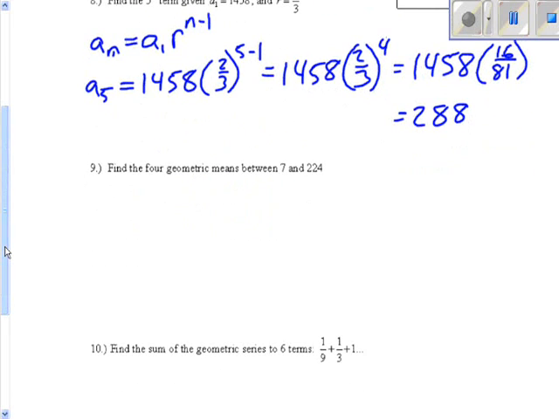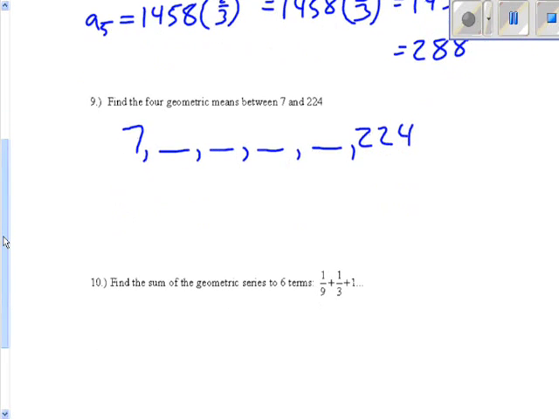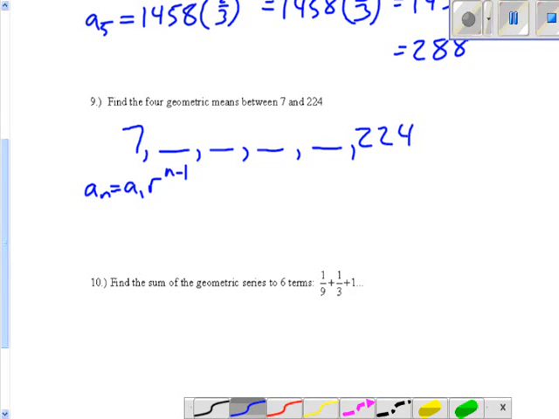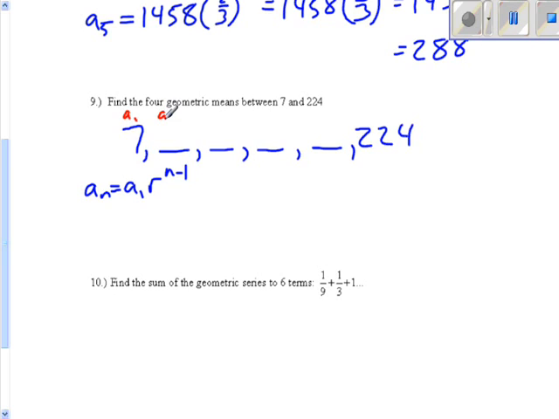We take a look at the next one. It says to find the four geometric means between 7 and 224. So I'm looking for four geometric means. So 1, 2, 3, 4. In order to find my geometric means, I'm going to need my r value. So once again, I'm going to use a sub n equals a sub 1 times r to the n minus 1. If I were to label these, this is a sub 1, a sub 2, a sub 3, a sub 4, a sub 5, and a sub 6.